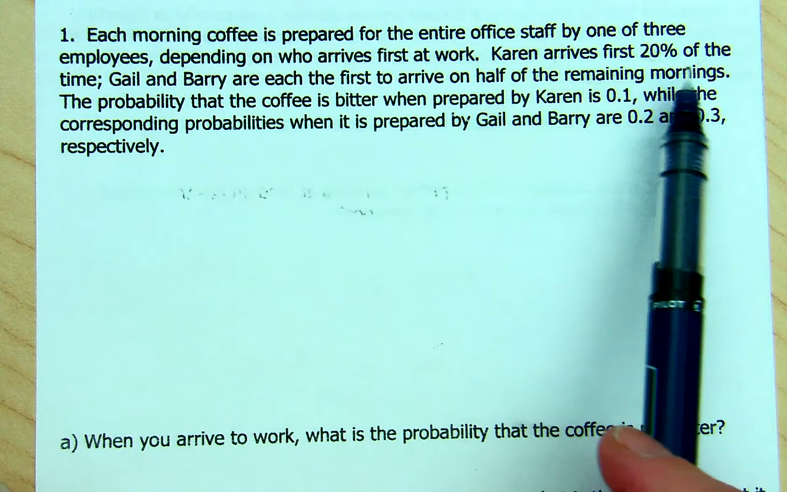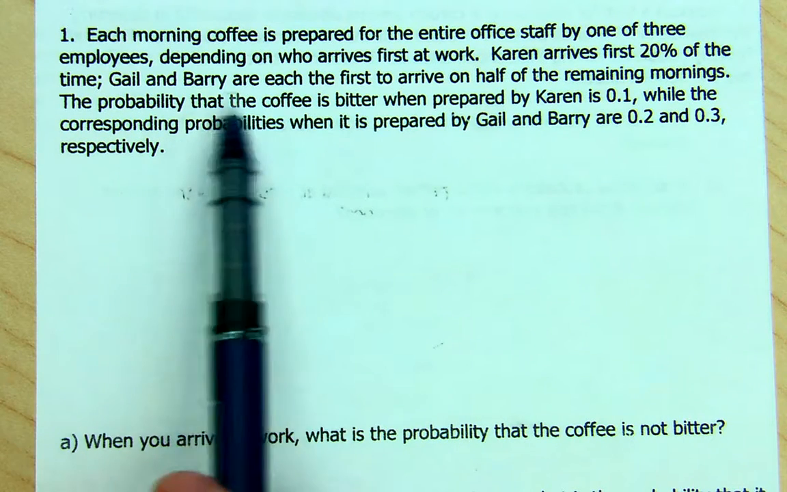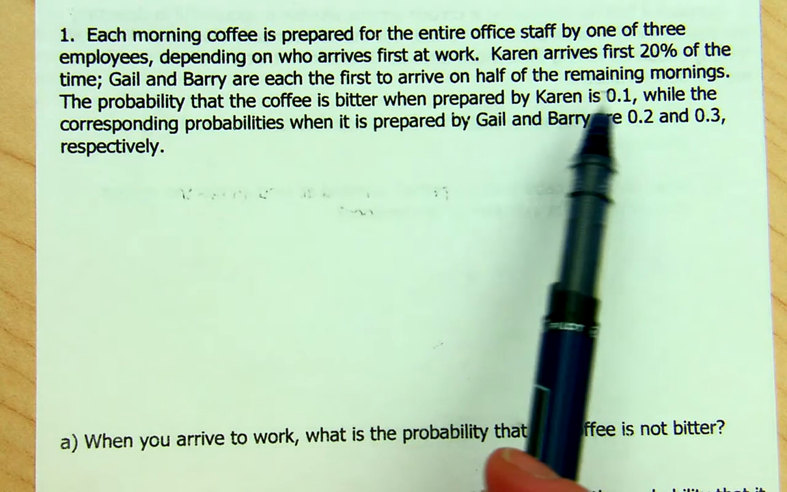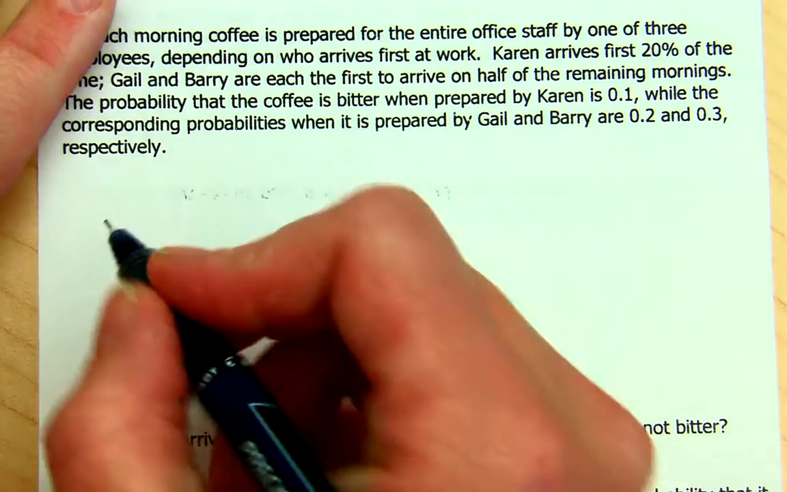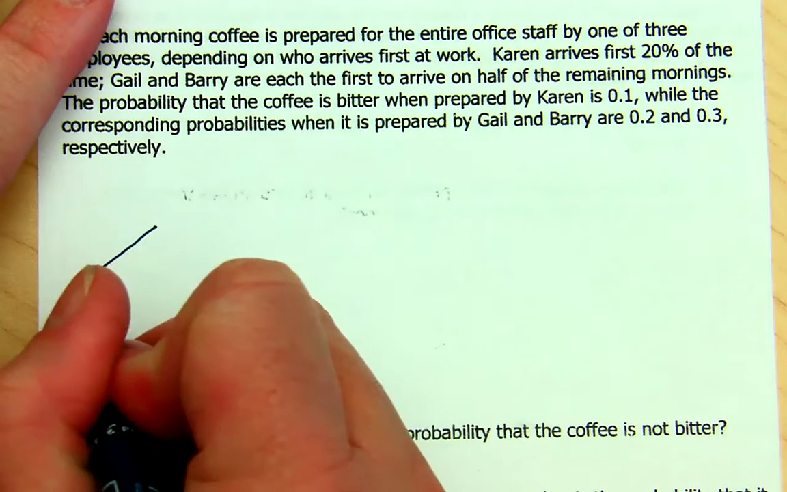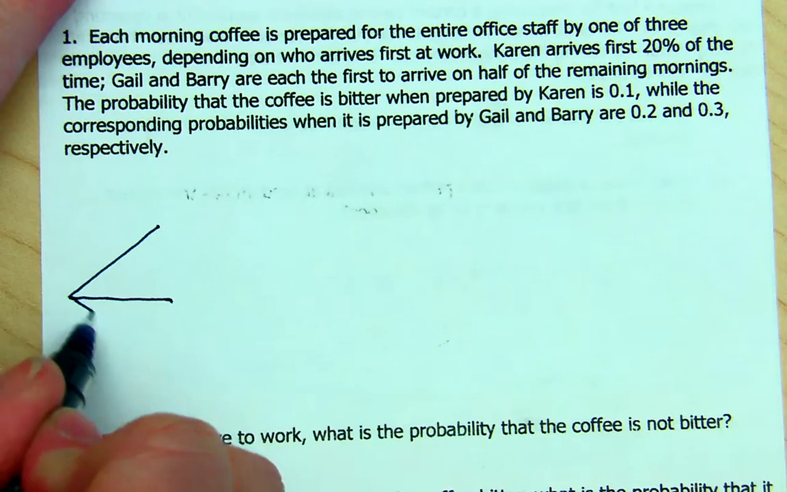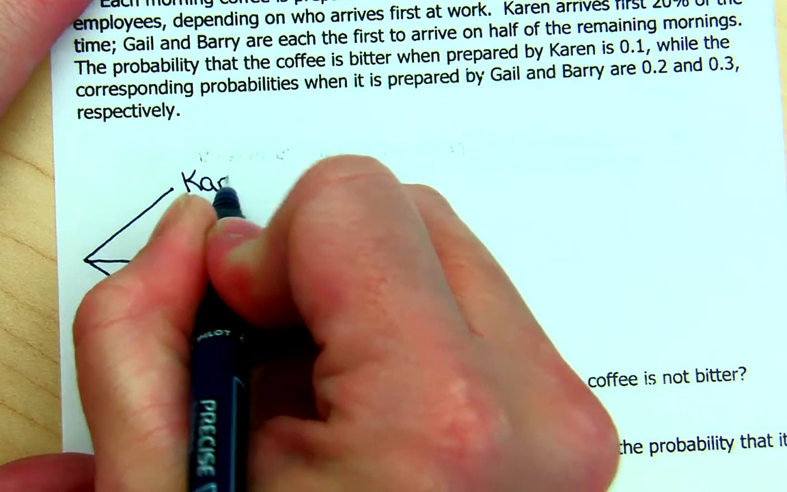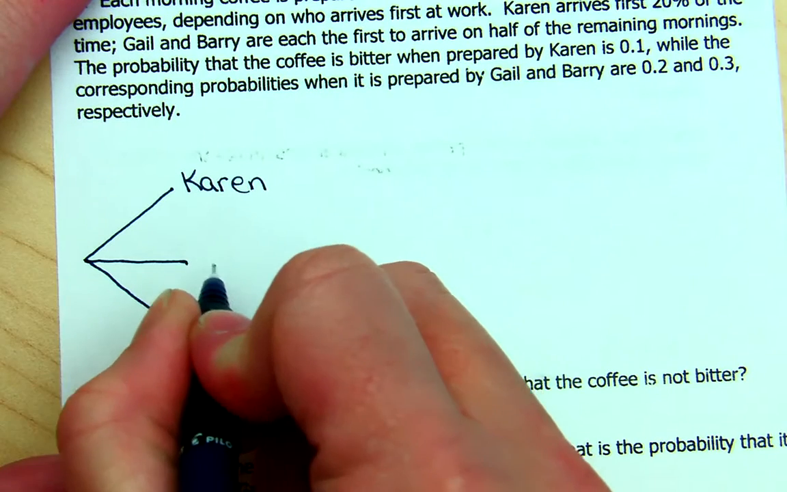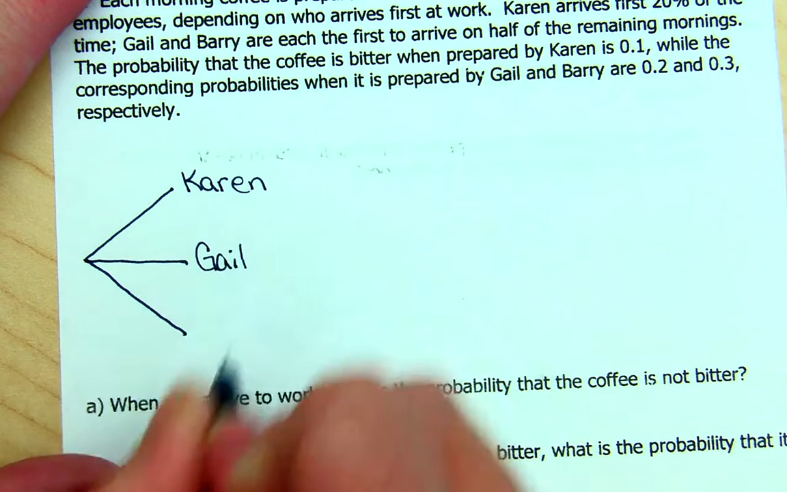Karen arrives first 20% of the time, and Gail and Barry are each first to arrive on half the remaining mornings. So you can see right now, this is one where there are 3 different options of who arrives first. So that tells me tree diagram is going to be the best way to organize this information. So first thing we need to look at is who gets there first. So for that we have 3 options. So I'm going to have 3 branches for this first part of the tree. So I have Karen, I have Gail, and I have Barry.